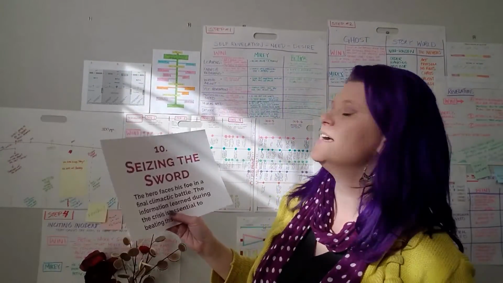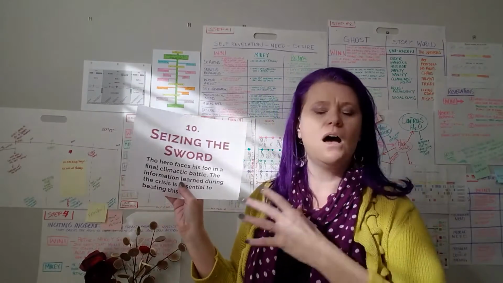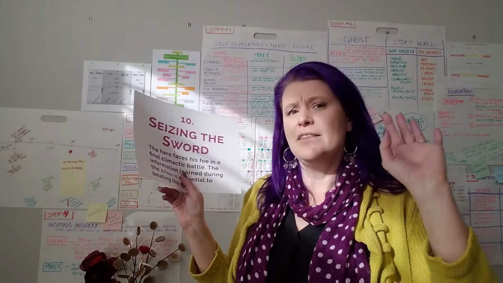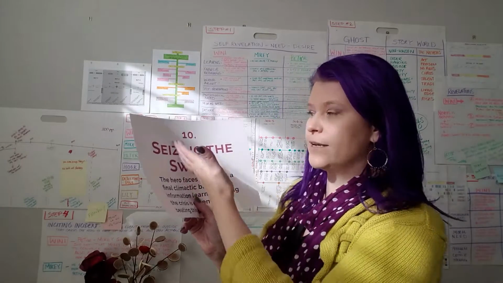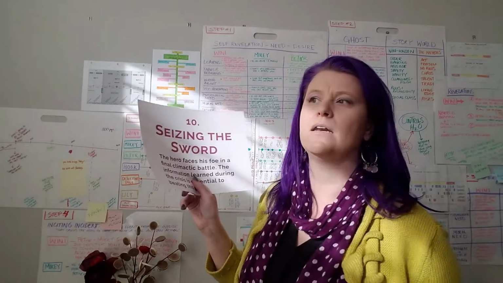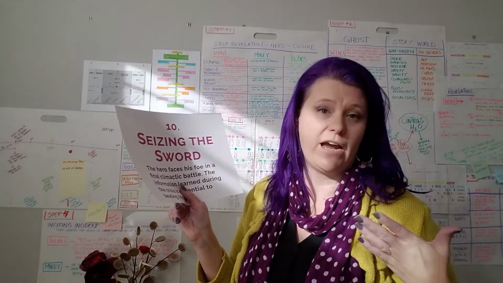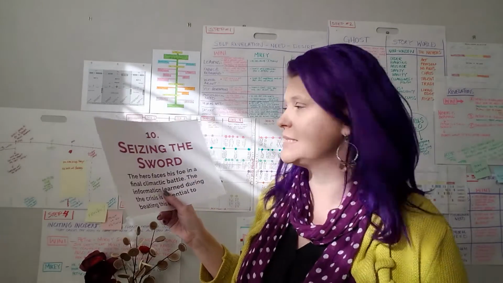Number 10 is seizing the sword, the climactic battle, that final altercation, either internal or external. When we talk about structure, it's always sort of external things like seizing the sword and killing the dragon, but sometimes that is also just an emotional thing that your character is going through, that they have to actually battle something within themselves.